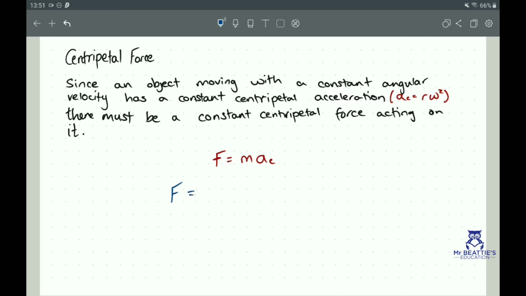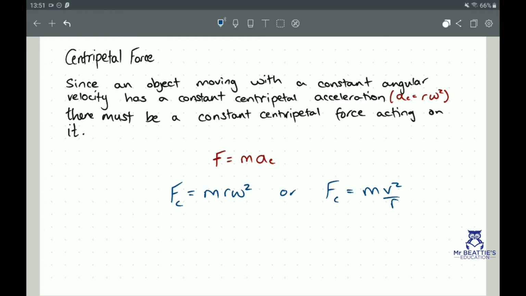So F is equal to mr omega squared, or F is equal to mv squared over r. And this is the centripetal force, okay? So we have two equations to calculate the centripetal force of an object moving in a circle. Now this centripetal force is always going to be directed towards the center of the circle.